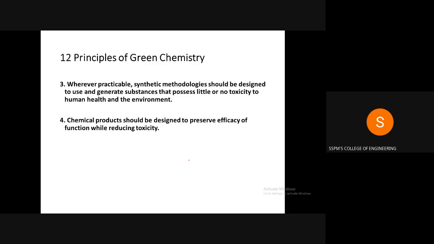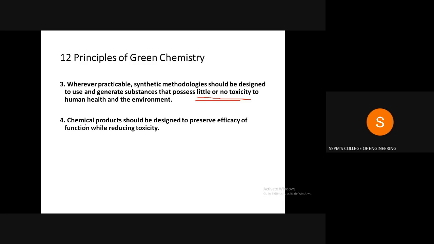and the environment. सो आपण जे केमिकल सिंथेसिस किंवा सिंथेसिस प्रॉडक्ट डिझाईन करणार आहोत, केमिकल रिएक्शन दॅट शुड नॉट प्रोड्यूस लिटल ऑर नो टॉक्सिसिटी. That product should not be toxic to human health as well as the environment, so it is a less hazardous chemical reactant. Reactant, the toxic reactant should not be toxic, as well as the product should not be toxic. So this is the third principle of green chemistry. Then the fourth principle is chemical products should be designed to preserve the efficiency of the function while reducing the toxicity. So both principles are the same, we can reduce the toxicity.